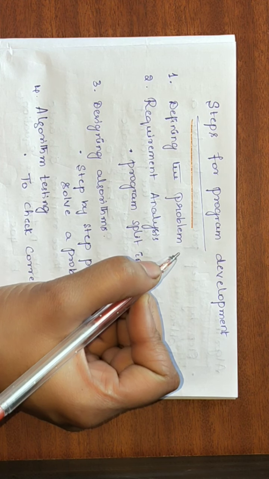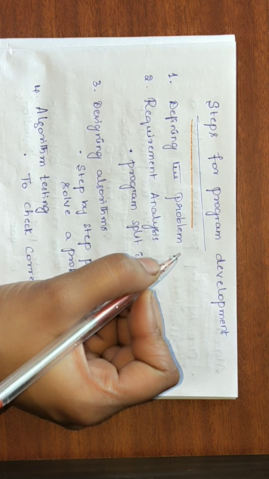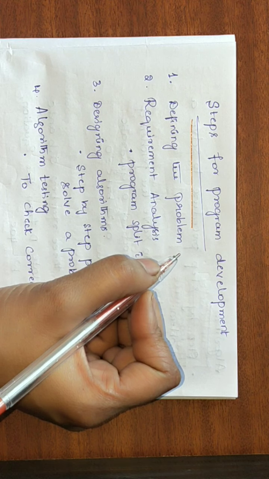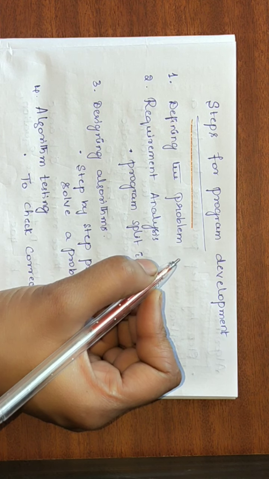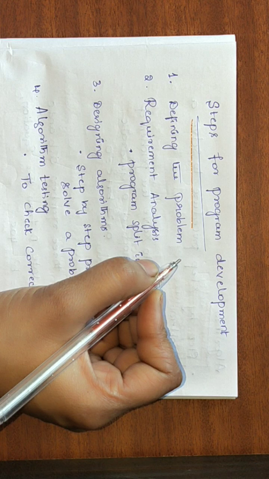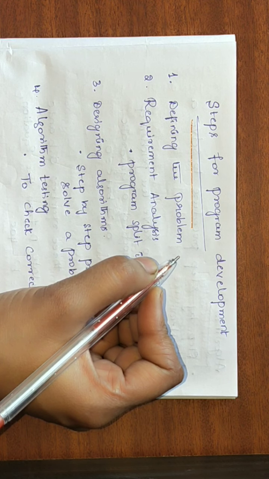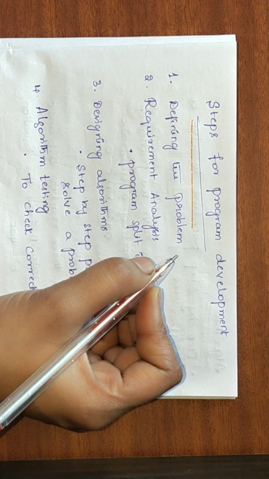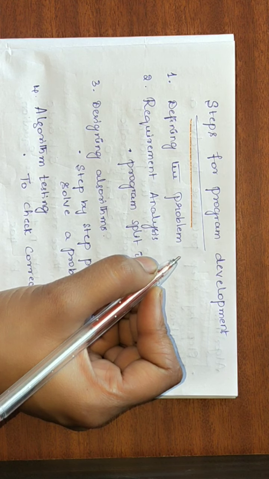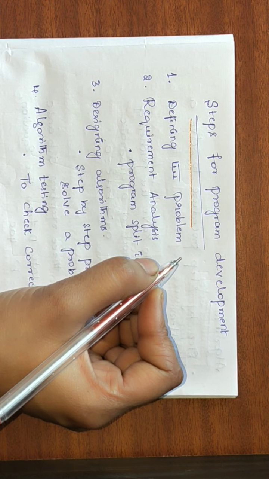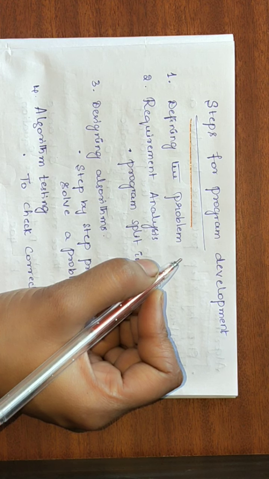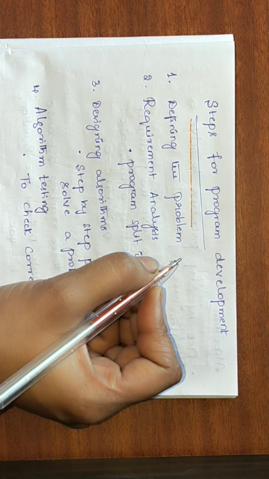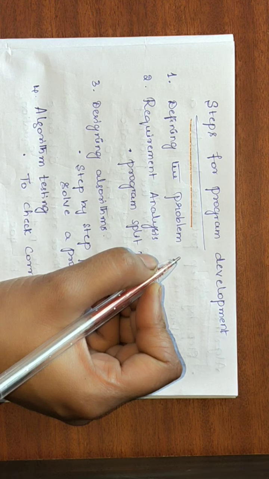The very first step is defining the problem. So first we need to define the problem. Once we define a problem, we try to get the solution for it by using different steps, like the algorithm or the flowchart. Then we convert that to programming code. Suppose, for example, I want to find the area of a triangle, that is my problem definition.